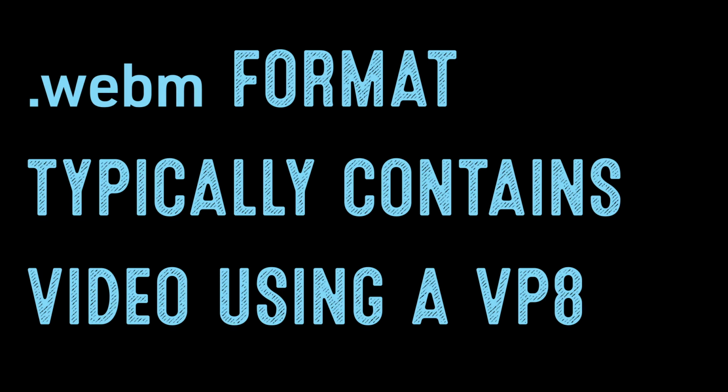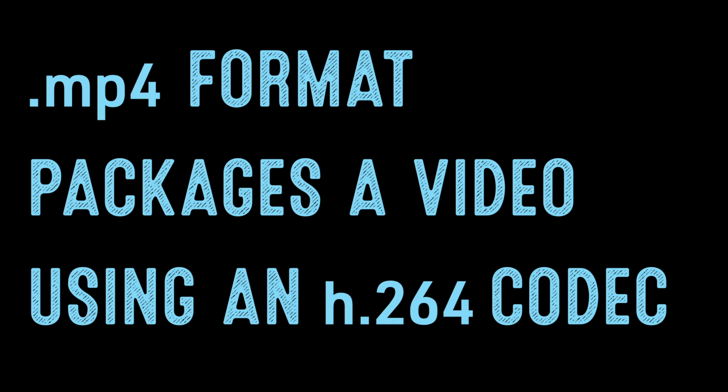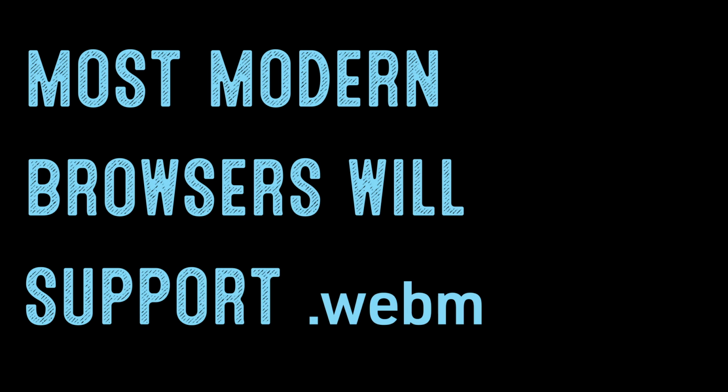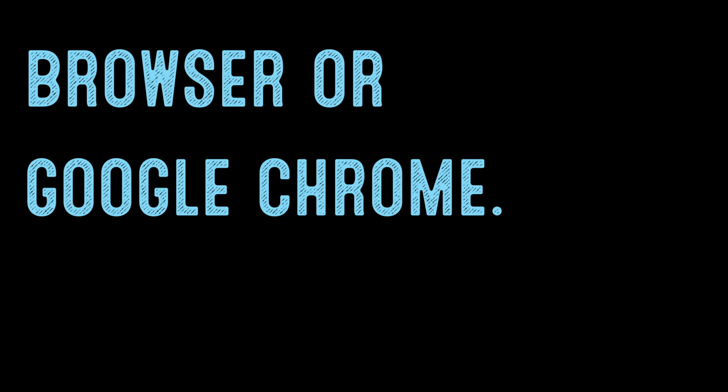.webm format typically contains a video using a VP8 or VP9 codec with VORBIS or Opus audio. .mp4 format packages the video using an H.264 codec with .aac or .mp3 audio. The .ogg format uses THEORA video with VORBIS audio. Most modern browsers will support .webm and .mp4. .ogg is best supported using the Mozilla Firefox browser or Google Chrome.